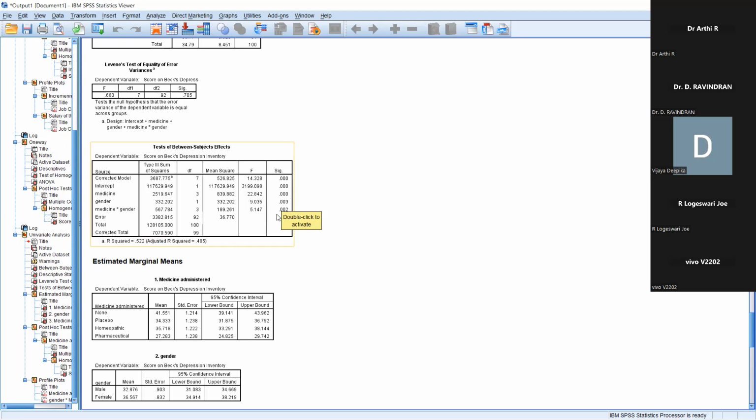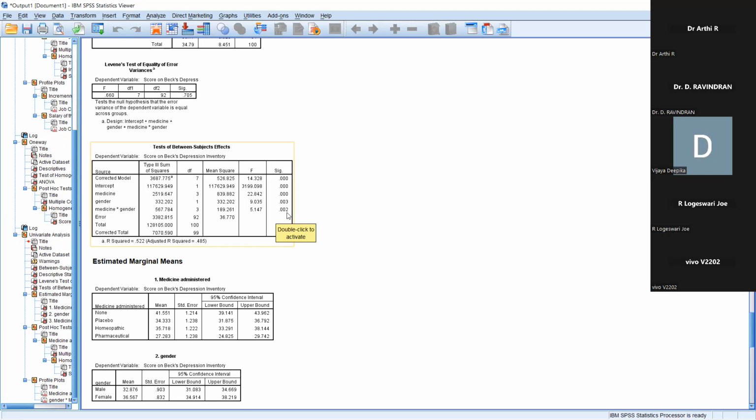What does it mean? It means that the different groups of medicine have a different depression score. Then gender, the different genders have different depression scores, or there is a significant difference in the means of the depression score among the different genders and among the different medicine treatments. The last one is medicine into gender, which is an interaction effect. So the interaction effect is also significant.